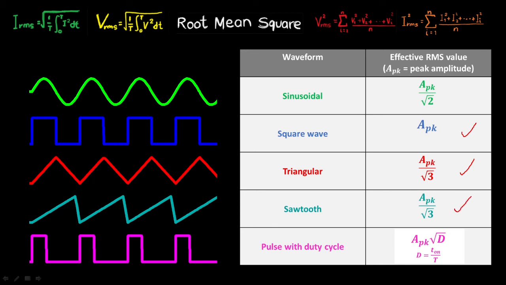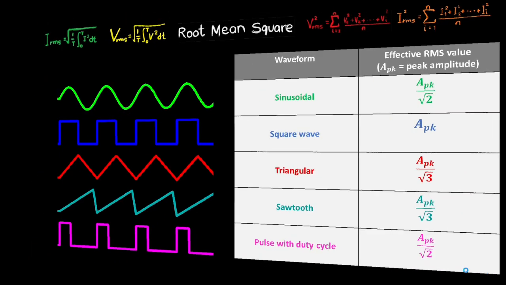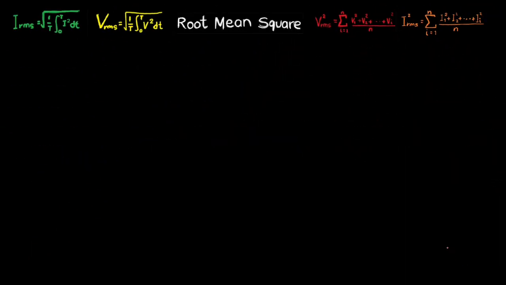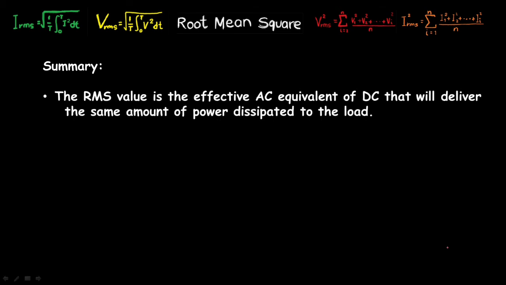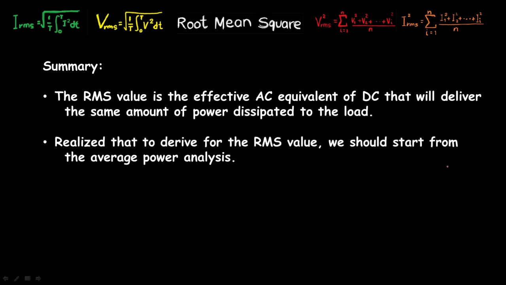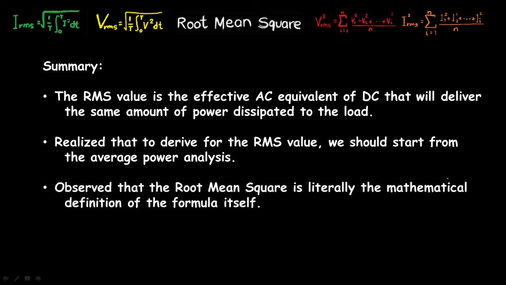So guys, that's all for the RMS. Before we end this video, here are the key points that we need to remember. First, the RMS value is the effective AC equivalent of DC that will deliver the same amount of power dissipated to the load. Second, we realize that to derive the RMS value, we should start from the average power analysis. And third, we observe that the root mean square is literally the mathematical definition of the formula itself.